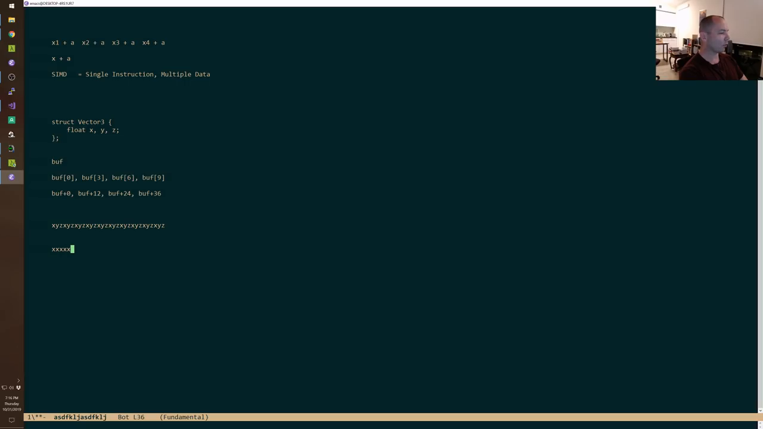Just put all the X's together, and then all the Y's together, and then all the Z's together. You could even imagine that they're not quite contiguous, so maybe they're in different places in memory, but they're like this. The benefit is, if you want to load the four X's and do something with them, you just say load 128 bytes starting at this address. It's very simple. Bam, you go from memory into the register, and then the register goes to the math unit and does the thing.